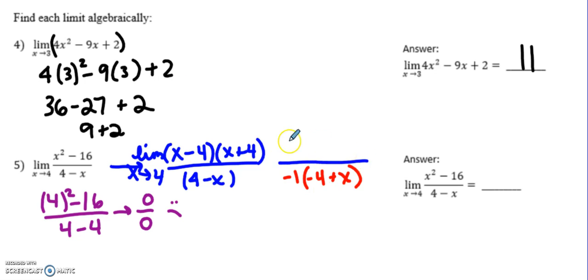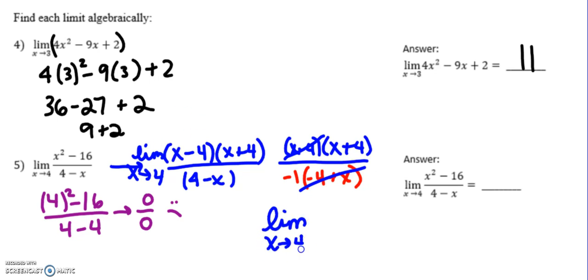So when I think about canceling, my x minus 4 and my x minus 4 go away. So now I'm left with a brand new limit, the limit as x goes to 4 of x plus 4 over negative 1. Now when I try substitution, which failed me the first time, I end up with 4 plus 4 over negative 1, which is negative 8.